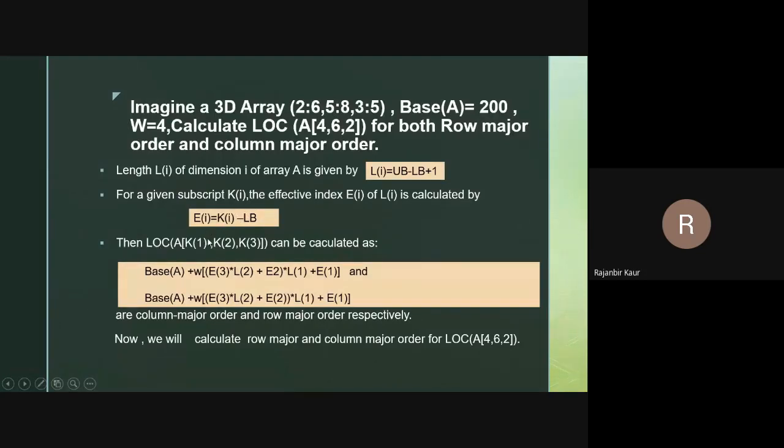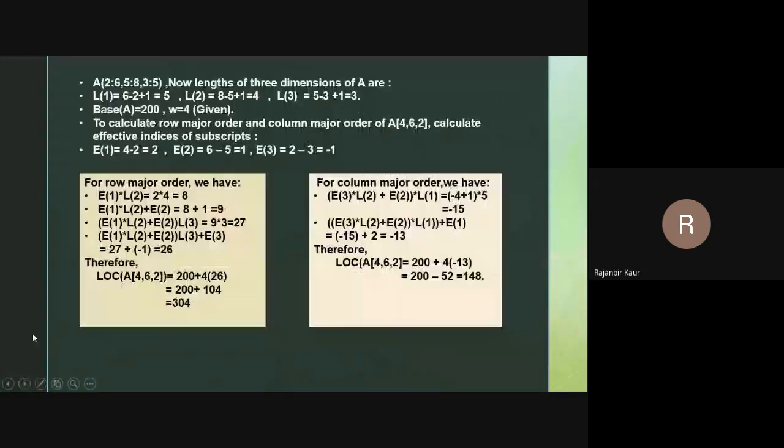And then after calculating the effective index, the next step is to calculate the row major order and column major order by substituting the values of E1, E2, E3 and L2, L1, L3, which we have calculated in the previous steps. Now in the next slide, we will calculate row major and column major order by applying these formulas. Now I will switch on to the next slide.